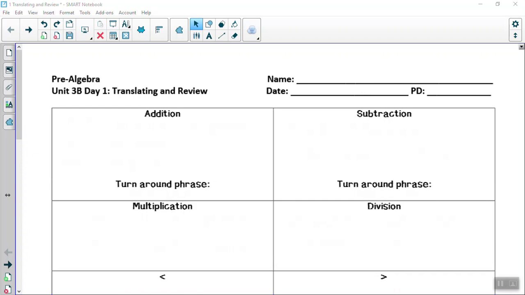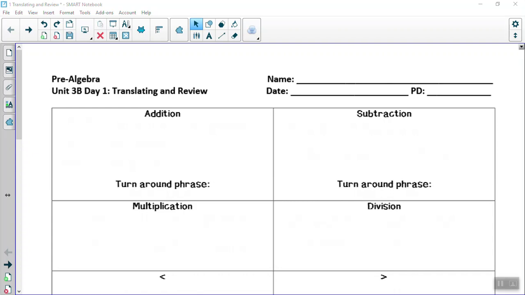Hi everyone. In this unit we'll be talking about inequalities. So today we're going to be talking about translating and then just reviewing how to solve two-step inequality problems. Alright, let's first start with just some key words to help us with those translation problems.